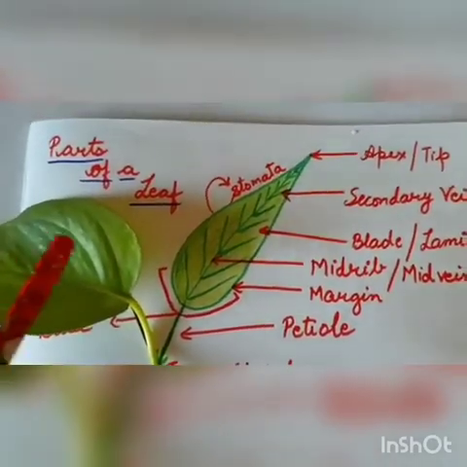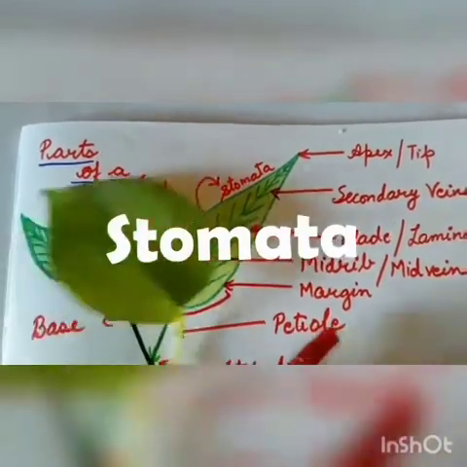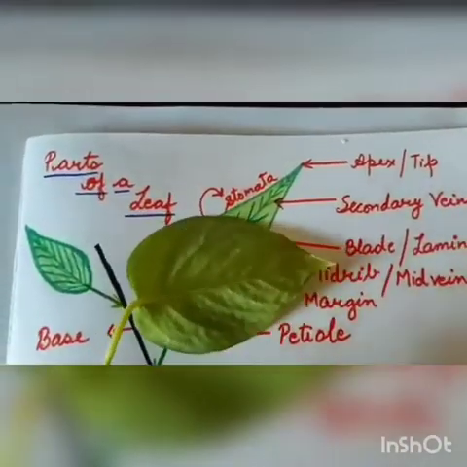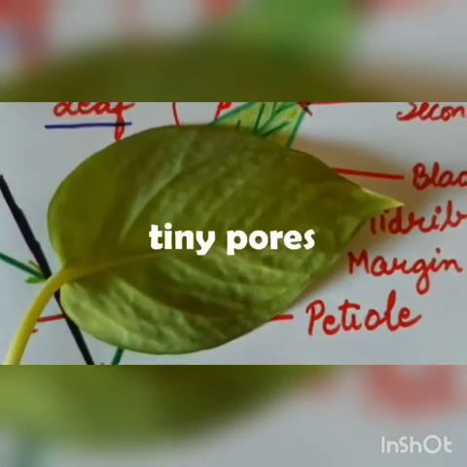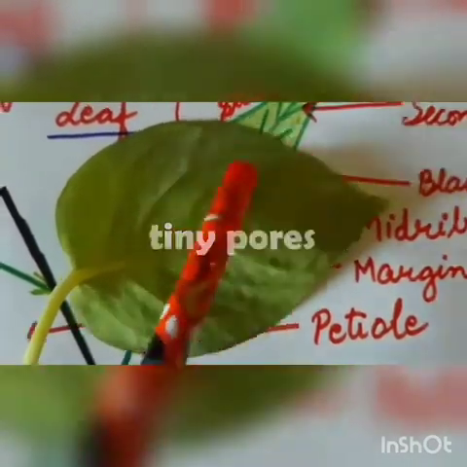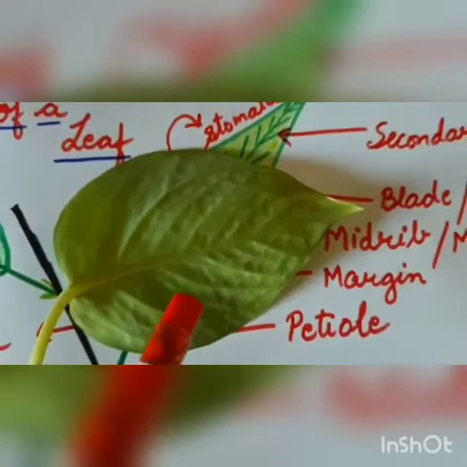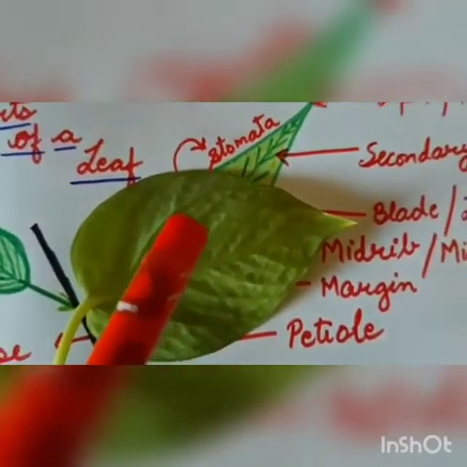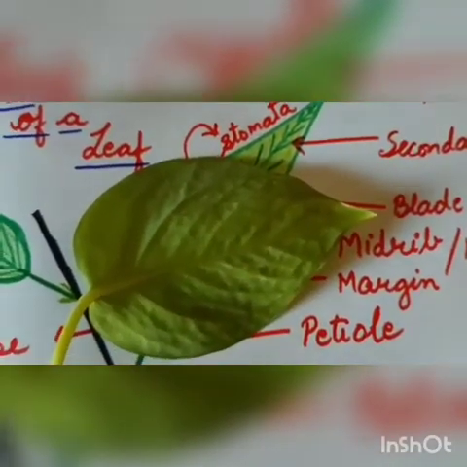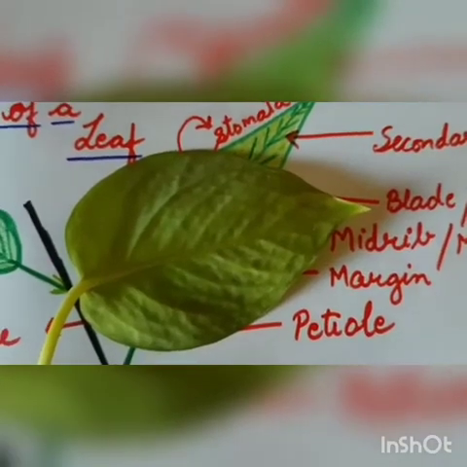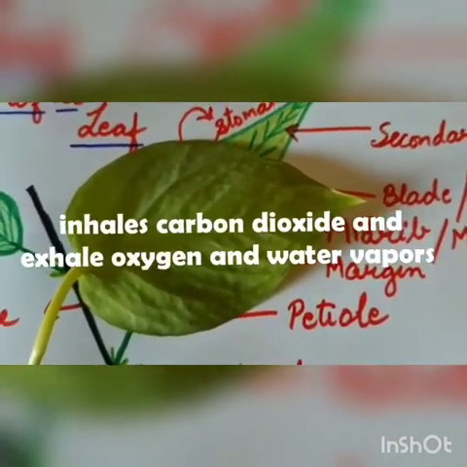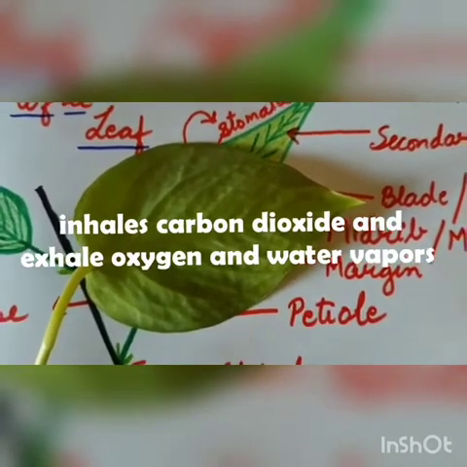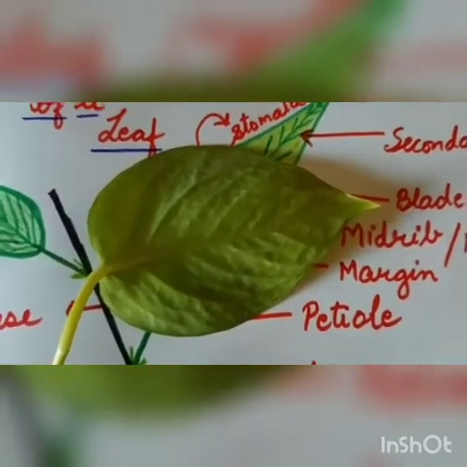Now, next we have is the stomata. If I turn the leaf, you see, there will be some small tiny pores. These pores are called stomata. What do they do? They inhale carbon dioxide and they exhale oxygen and water vapor.